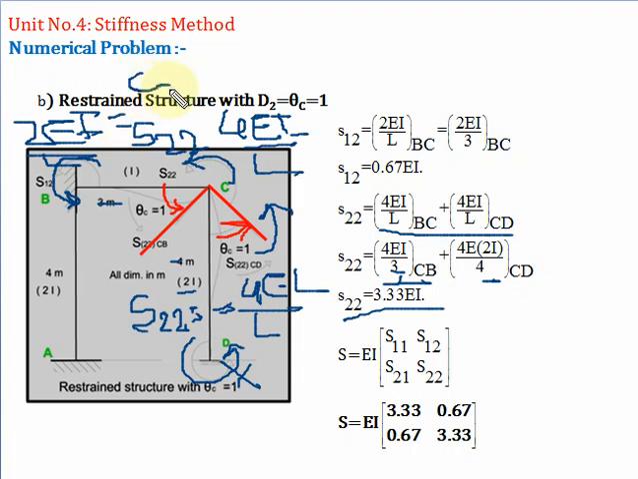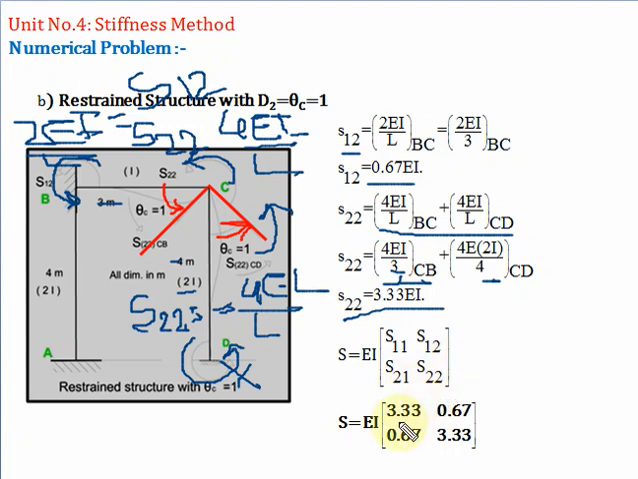So what will be the number here? What is the unknown number? 1. And where is the unit rotation applied? At 2. So it is S12. What is the value? 2 EI upon L. What is the value of I? What is the value of L? 3. So what is the value of S12? It is 0.67.